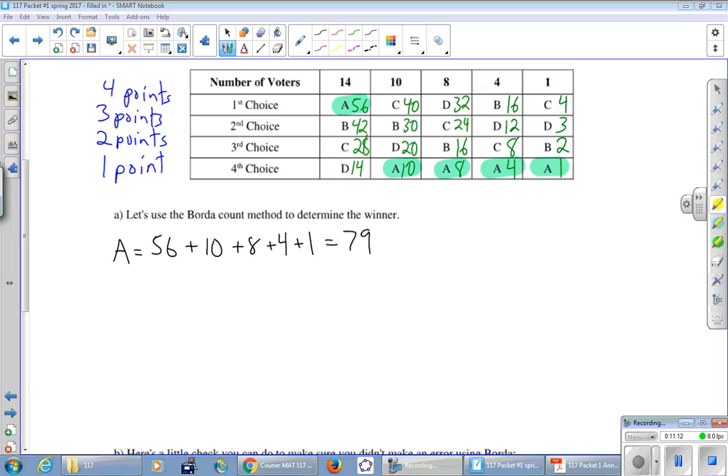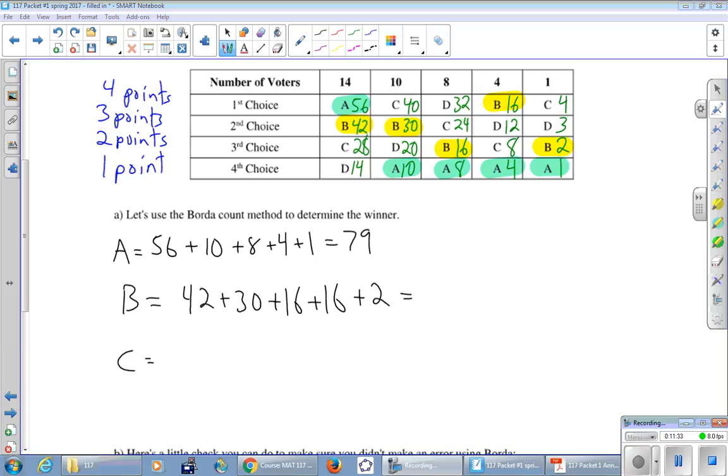Okay, next idea is to grab B. So again, looking for B in every single column. B will appear once, and then we just have to tally up all of these points for B. So what do we see here? 42 plus 30 plus 16 plus 16 plus 2. We get the total there, and we'll move on to C here. So C in every column, and then we add up those points. 28 plus 40 plus 24 plus 8 plus 4.